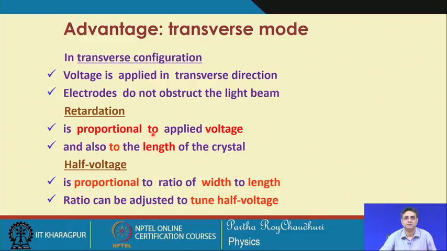When you put in the configuration transverse mode of operation, this half-wave voltage is also proportional to the ratio of the width to length. We have seen in the last discussion also, it depends on the ratio of the length and width. So, this is one very useful aspect to design the modulator. By precisely designing the width and length, you can reduce the half-wave voltage as well as optimize and maximize the modulator performance. So, this ratio can be adjusted to tune the half-wave voltage, we will see that particular aspect as well.